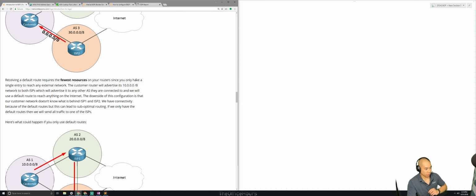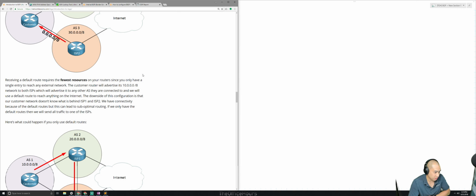Receiving a default route requires the fewest resources on your router since you only have a single entry to reach any external network. The customer router will advertise its 10.0.0.0/8 network to both ISPs, which will advertise it to any other AS they connect to, and we use a default route to reach anything on the internet.